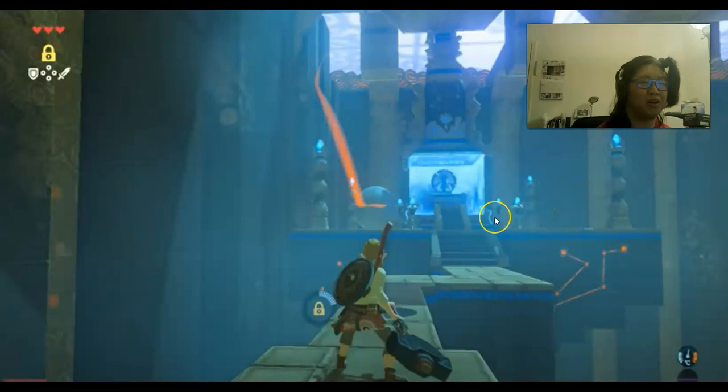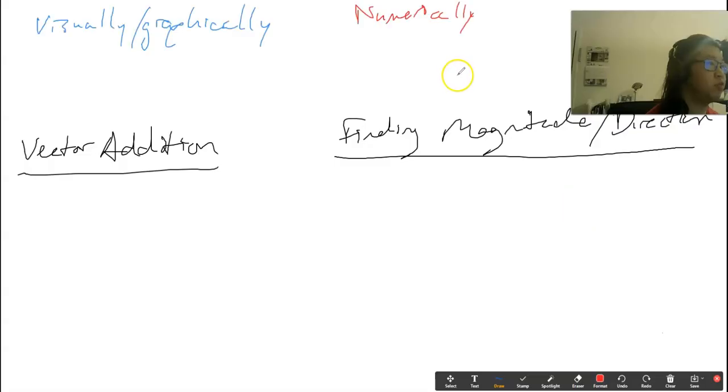Let's get back to our examples, okay, so we can talk about how each process works. Before we get to the two pieces we're going to talk about here, we need to first talk about different ways to represent vectors. The first one, which is visual and graphical, is the one I just showed you, where you see the arrow. It has a head, an end, and a tail, a start. That's very easy to understand and grasp.